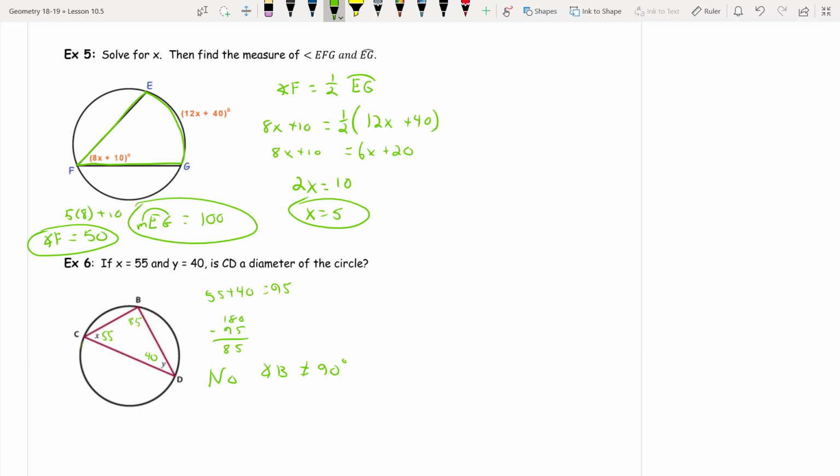So through all of these, there's all sorts of ways these can go. It comes down to one rule right here, that your angle is half the measure of the intercepted arc. Don't lose sight of that as you work through these problems.